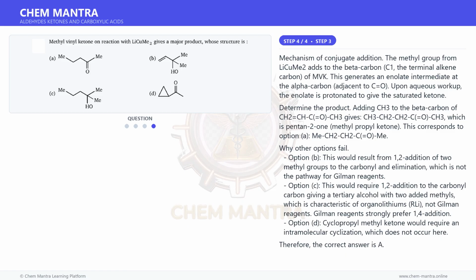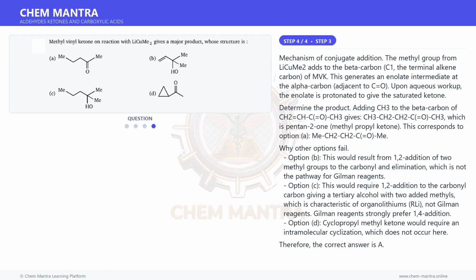Why other options fail? Option B. This would result from 1,2 addition of 2 methyl groups to the carbonyl and elimination, which is not the pathway for Gilman reagents. Option C. This would require 1,2 addition to the carbonyl carbon giving a tertiary alcohol with 2 added methyls, which is characteristic of organolithiums, RLi, not Gilman reagents. Gilman reagents strongly prefer 1,4 addition.